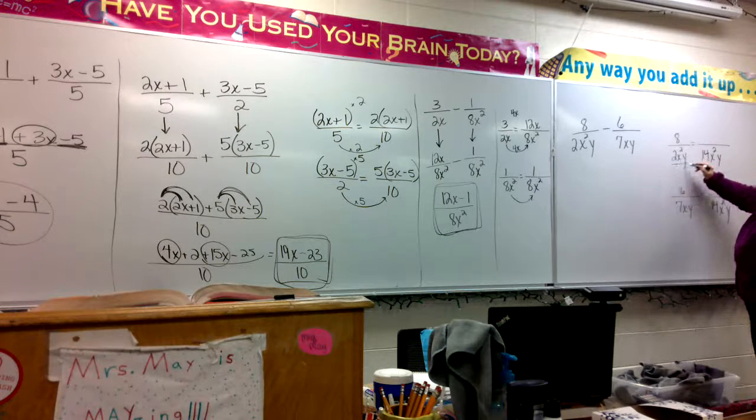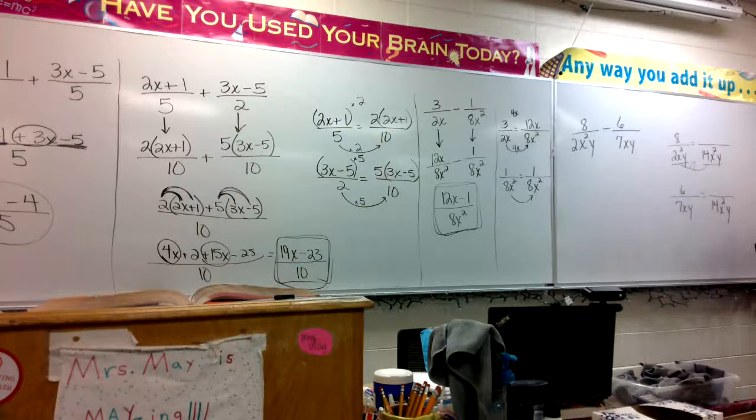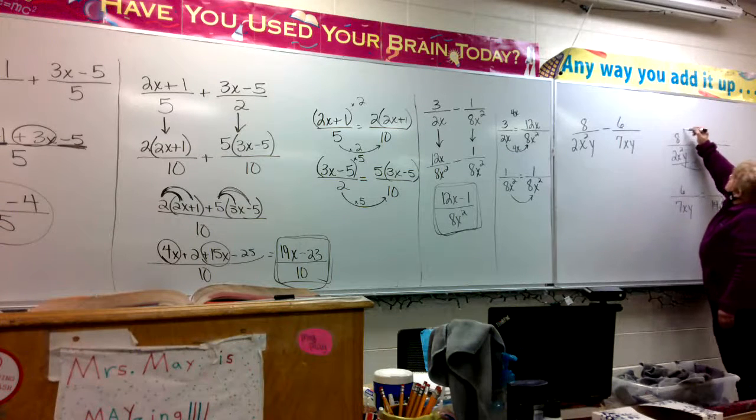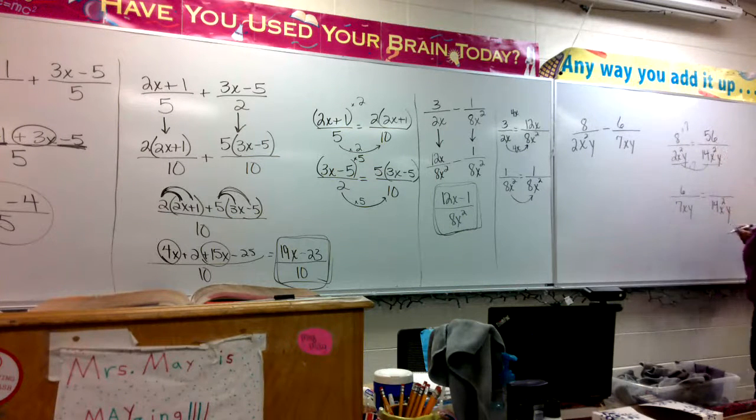What did I multiply this by to get this? 2 times what is 14? 7. I have 2 x's, 2 x's. I don't need any more. And 1y and 1y. I don't need any more of those either. So all I have to multiply by here is a 7. What about this one?